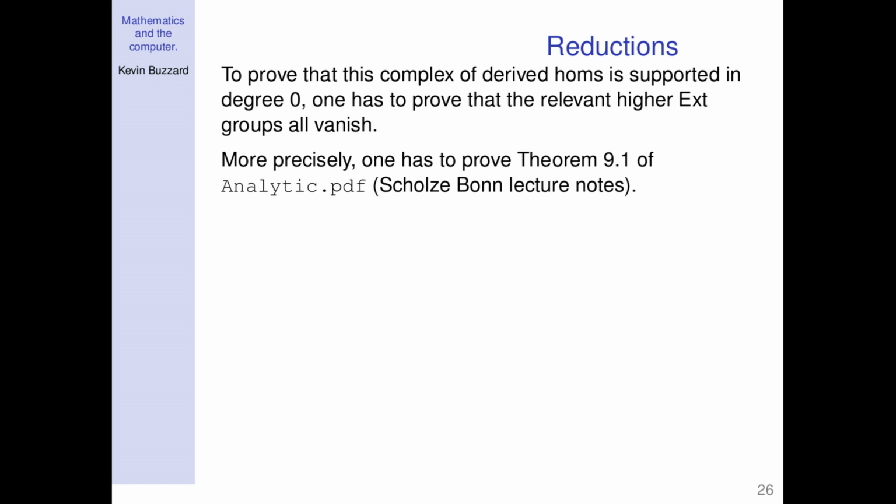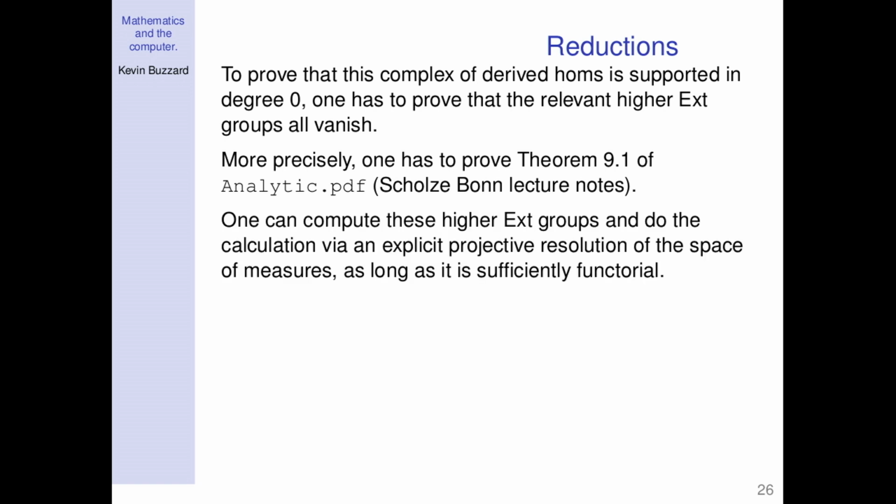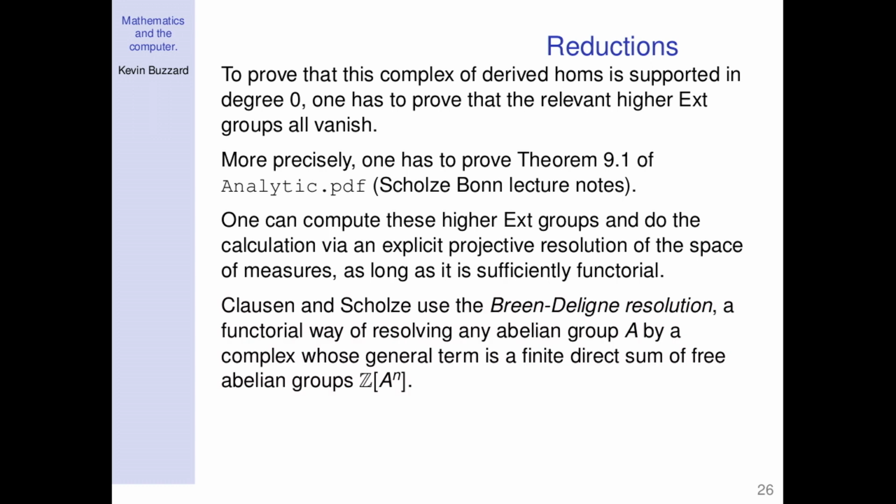So it's about some Ext group vanishing in the category of condensed abelian groups. And the nice thing is that these condensed abelian groups are very nice categories. They have lots of projective objects and compact projective generators. And so one can explicitly write down a formula for these Ext groups by simply resolving the first variable and then doing a completely concrete calculation. So this is how they attempt to compute these Ext groups.